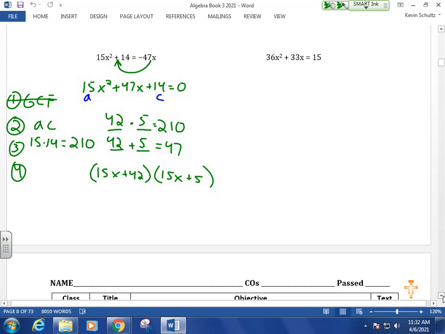And we simplify. Step 5. What can we divide 15 and 42 by? Divide each by 3. So that gives us 5x plus 14. And what can we divide 15 and 5 by? I heard someone say 5, I think. So divide each of them by 5. And we get 3x plus 1.